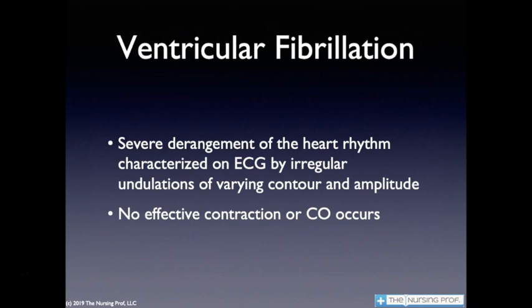VTach can deteriorate into ventricular fibrillation. Typically, VFib is a type of a rhythm that occurs as a result of decompensation. So people walking down the street just don't go into VFib. They go into VTach and then they deteriorate into VFib.